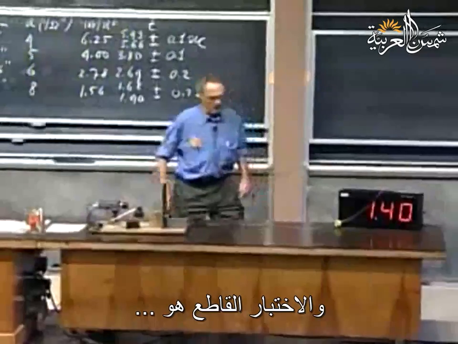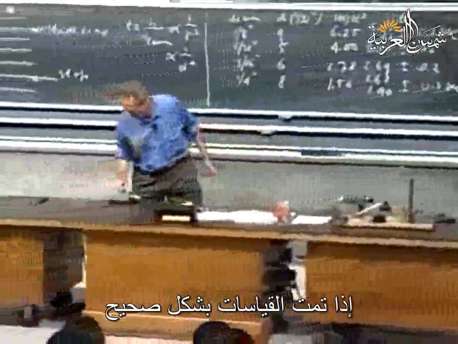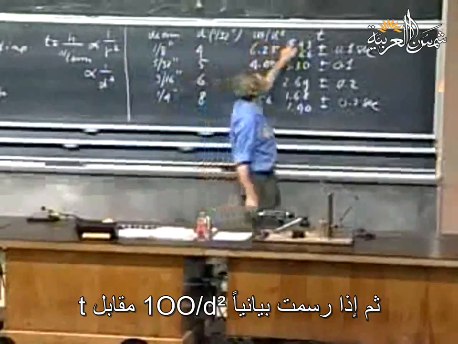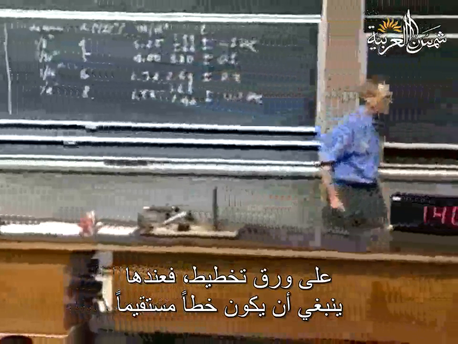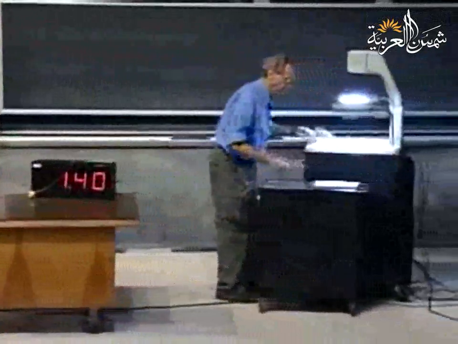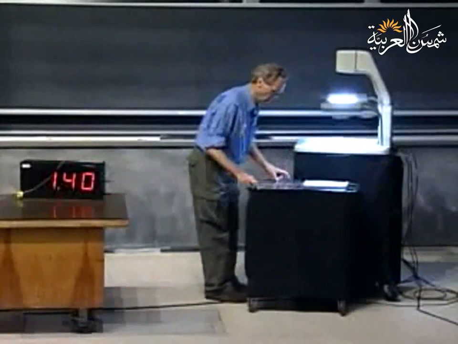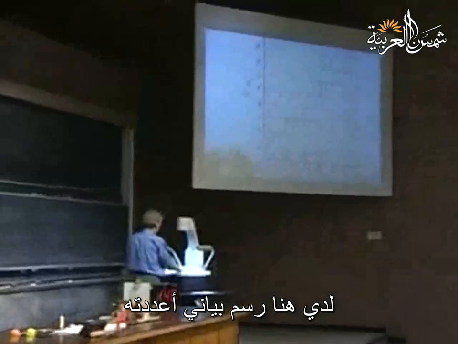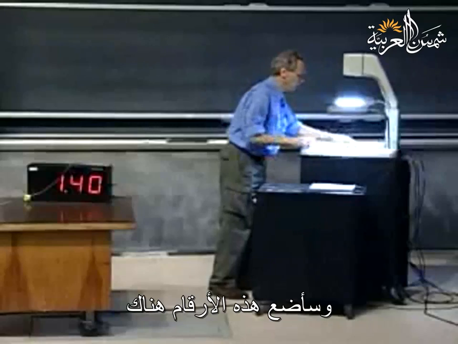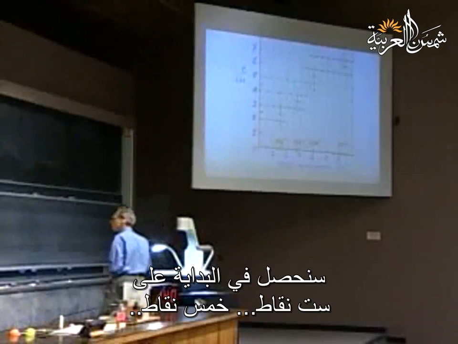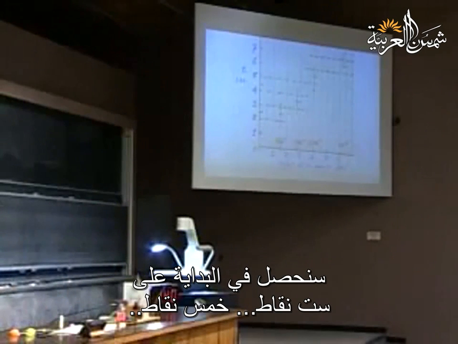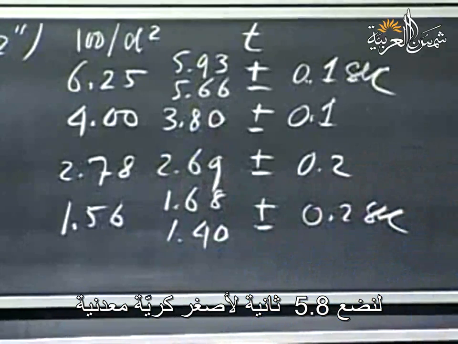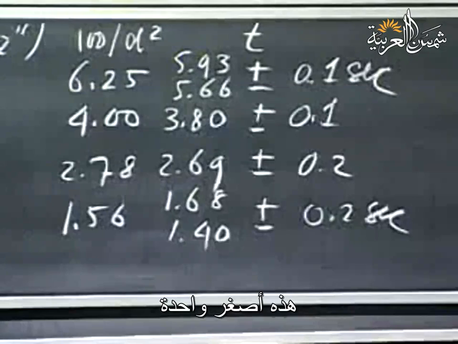And the acid test is that if the measurements were done correctly, and if we really work in that regime, then if I plot 100 divided by d squared versus t on linear paper, then it should be a straight line. All right. Here I have a plot which I prepared, and I'm going to put these numbers in there. So first, let's put in 5.8 seconds for the smallest ball bearing. This is the smallest one.